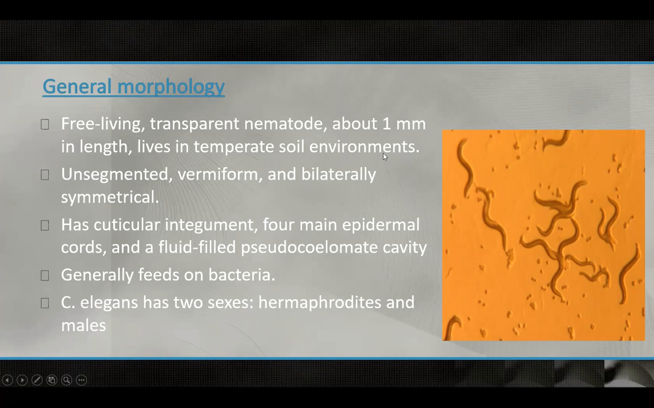They are about 1 millimeter in length, and live in a temperate soily environment. Their body is non-segmented. Okay, so their body is not segmented into a large number of segments as in the case of our earthworm. These are vermiform and are bilaterally symmetrical as that of humans. जैसे हम bilaterally symmetrical हैं, so they are also bilaterally symmetrical. They have cuticular integuments, four main epidermal cords, and a fluid-filled pseudocoelomate cavity. They have a fluid-filled cavity which is present in their body.